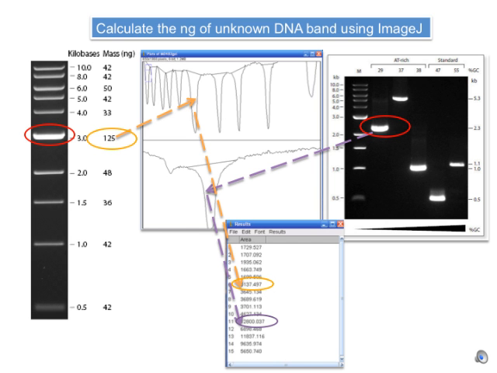At the DNA Lab workshop, you will learn the nuances of running and analyzing DNA gels, how to quantify the molecular weight and amount of DNA in bands during gel electrophoresis by image analysis.